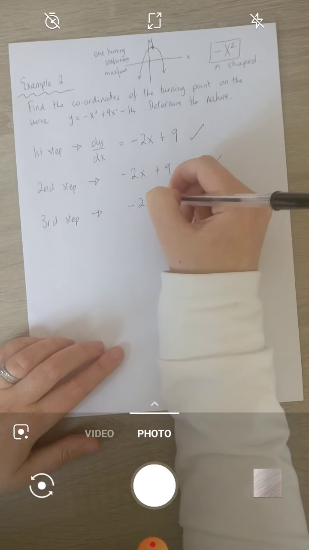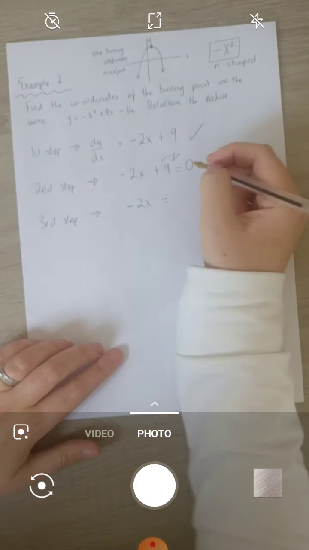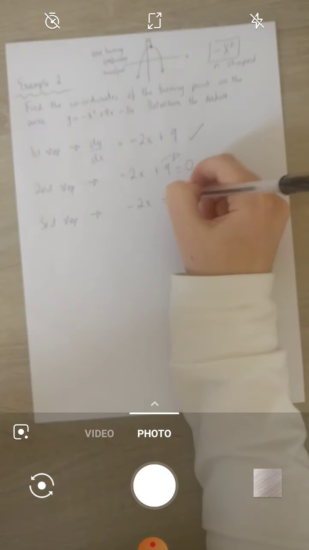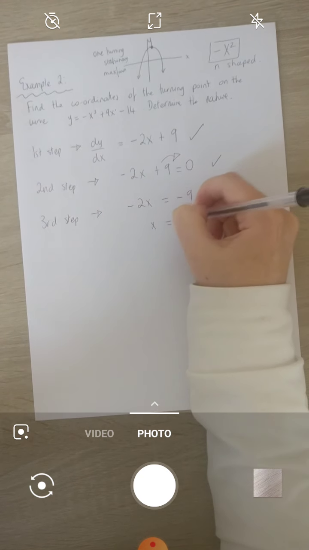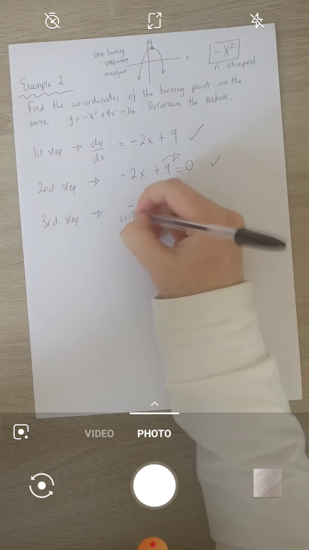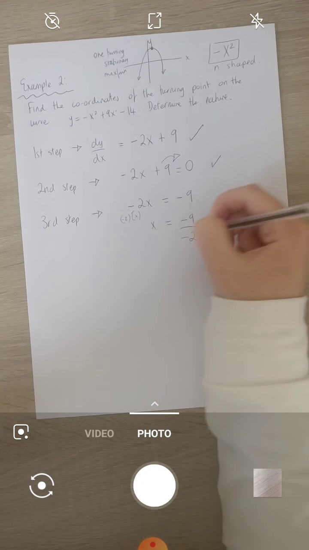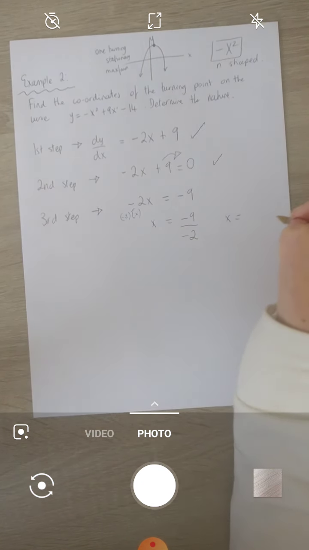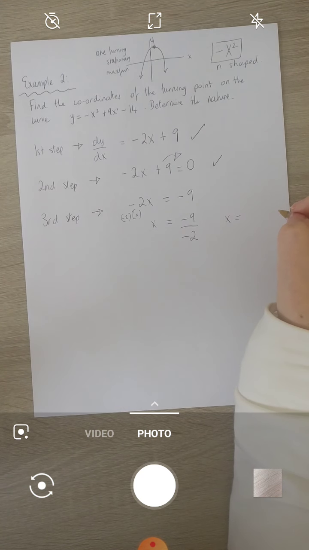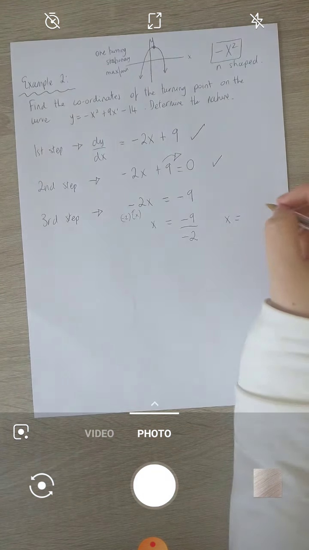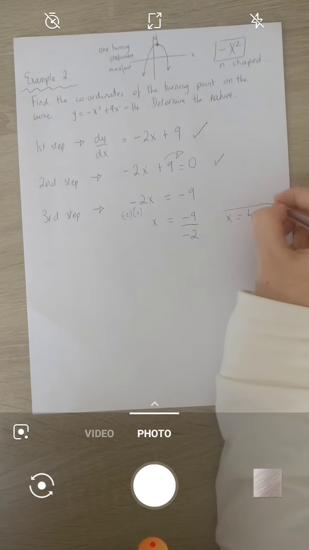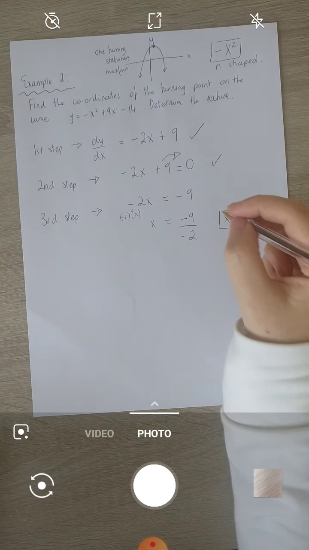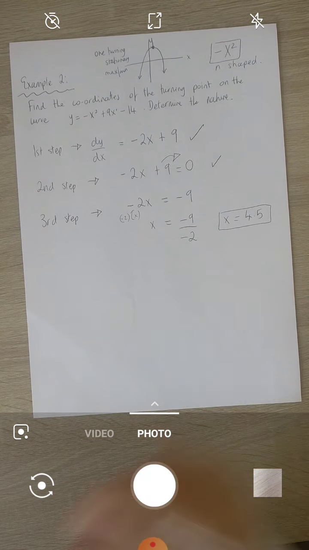So we leave minus 2x on the left, bring plus 9 over to the other side, it becomes minus 9. Minus 2x equals minus 9. Remember, minus 2 times x becomes division when it's moved over. So we're solving for x, and x equals minus 9 divided by minus 2, a minus divided by a minus is plus, and 9 divided by 2 is 4.5.